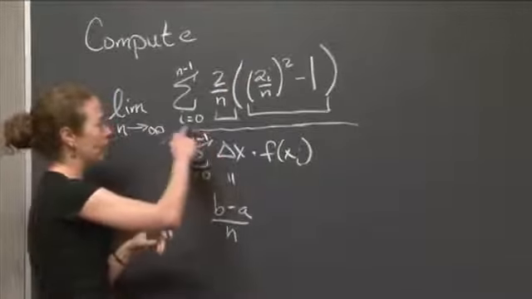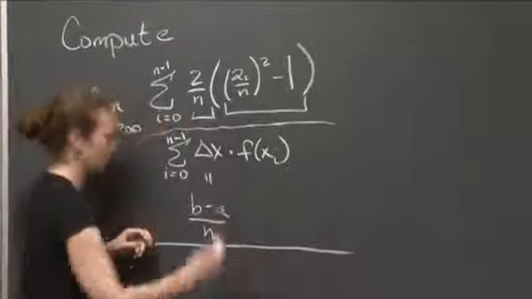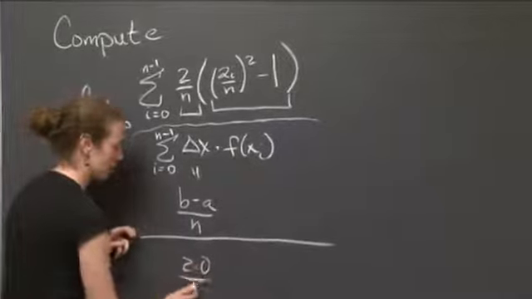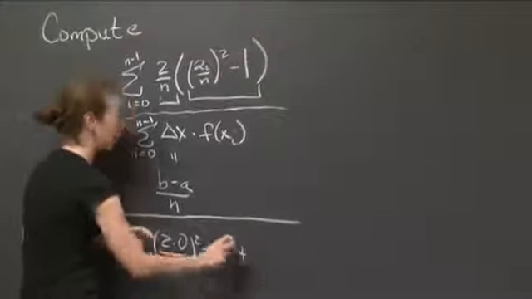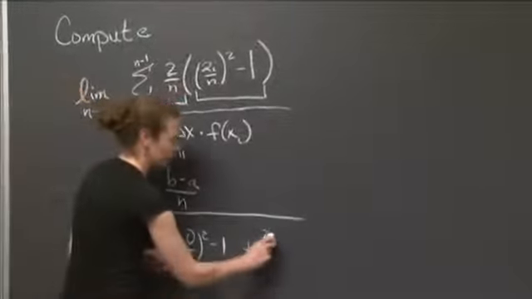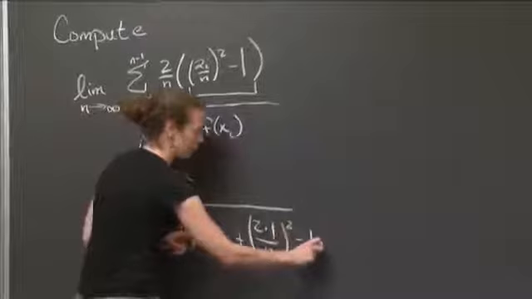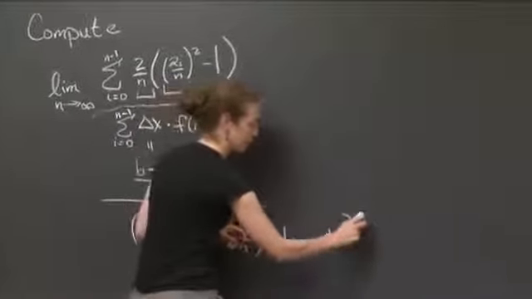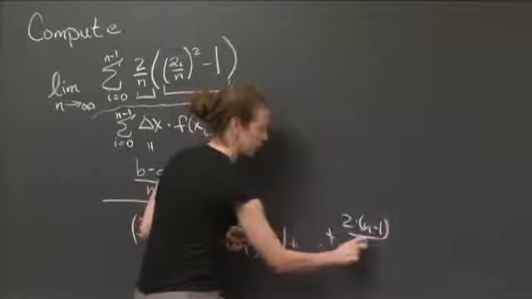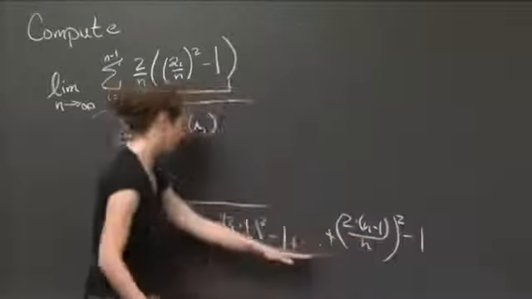Well, when I put in i equals 0, let's put down some of these values. When I put in i equals 0, I get 2 times 0 over n, squared, minus 1. And when I put in i equals 1, I get 2 times 1 over n, squared, minus 1. And I go all the way up to 2 times (n minus 1) over n, squared, minus 1. So it's kind of a long sum there.